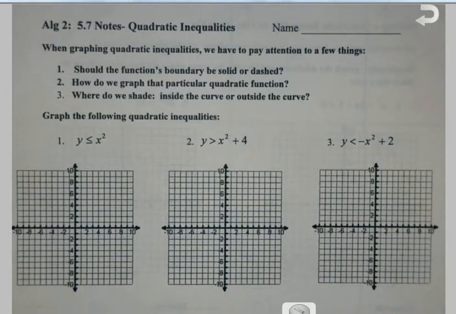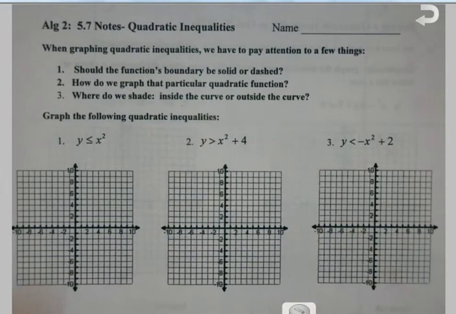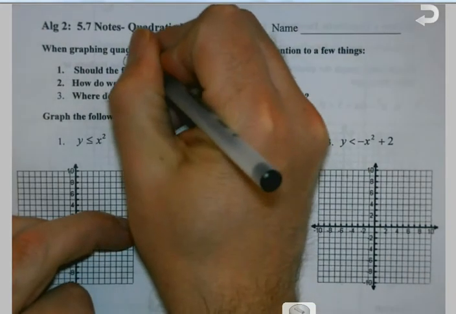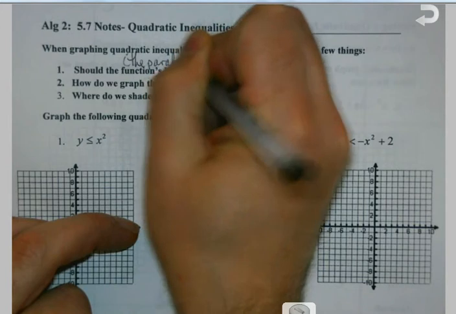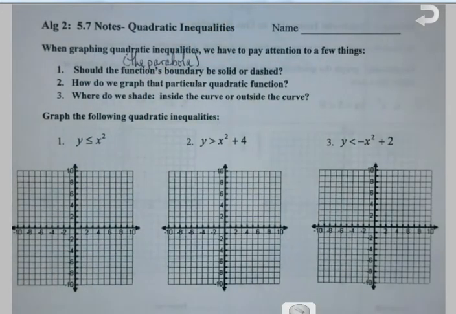Okay, so when we're graphing quadratics, a few things to pay attention to. One, should the function's boundary, now that's a really fancy way of saying something simple. The function's boundary is basically just a fancy mathematical way of saying, should the parabola itself be solid or dashed? So we're going to have to take into consideration, when we connect the dots with our parabola, is it going to be a solid line or a dash? You're like, how am I going to know this?